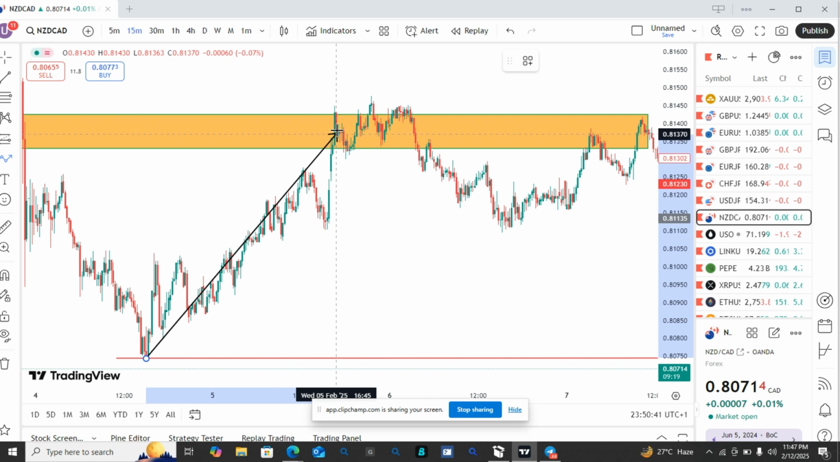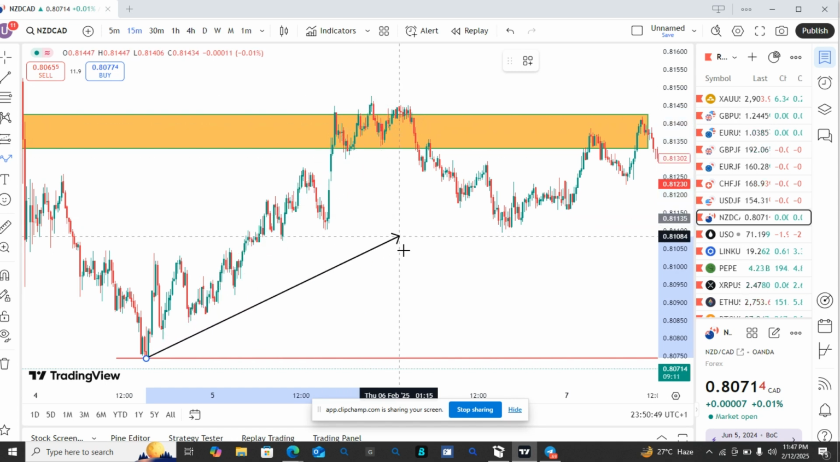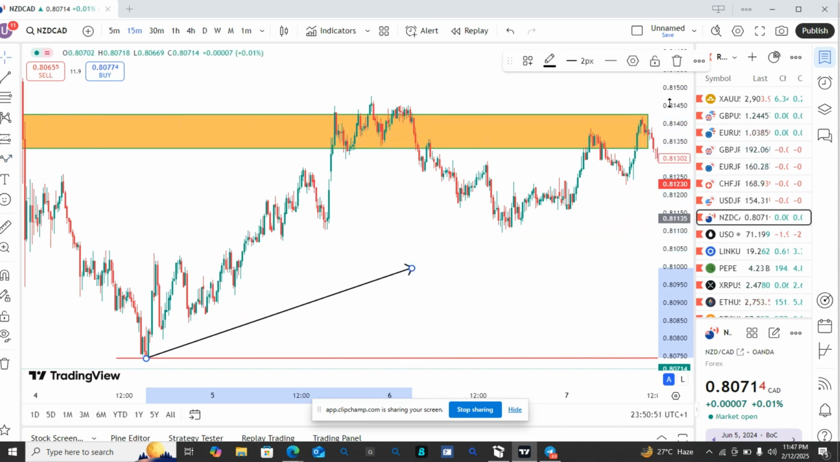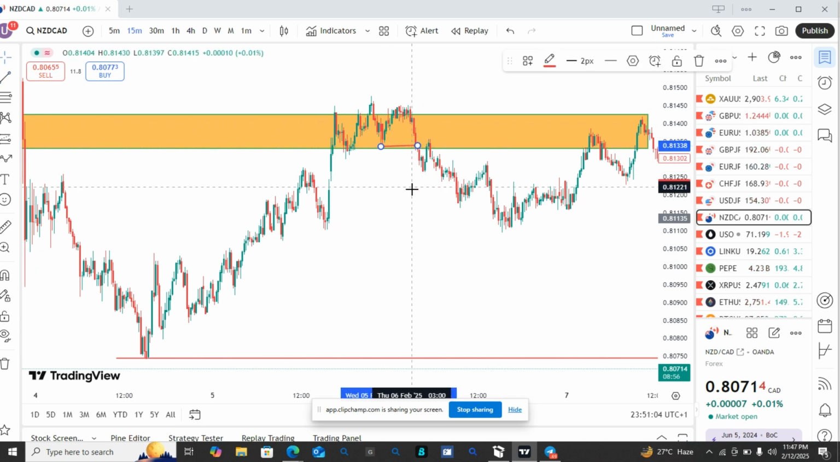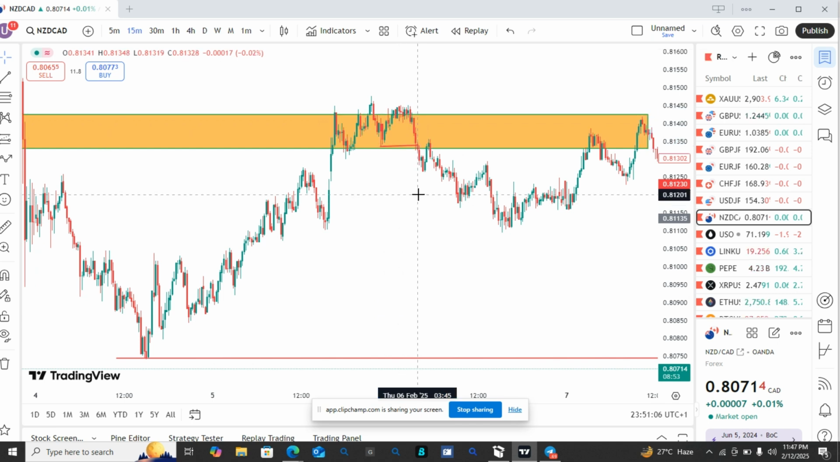When price came to this point of interest, what I was looking for was a shift in market structure, and that's exactly what happened at this zone. Let me show you. There is a shift in market structure here. When price shifted structure, I was waiting for price to return to this fair value gap for me to take entry. But price didn't use this fair value gap to drop. Rather, price used this mitigation block and started dropping.